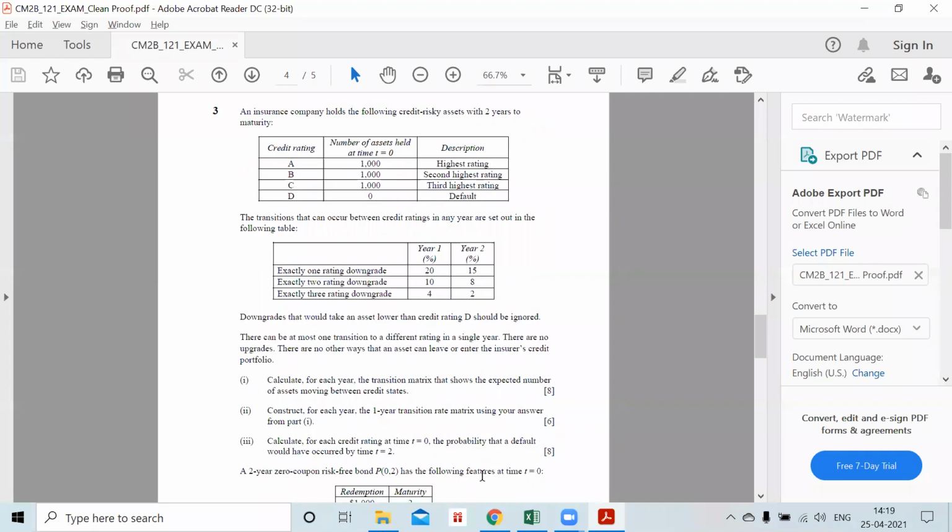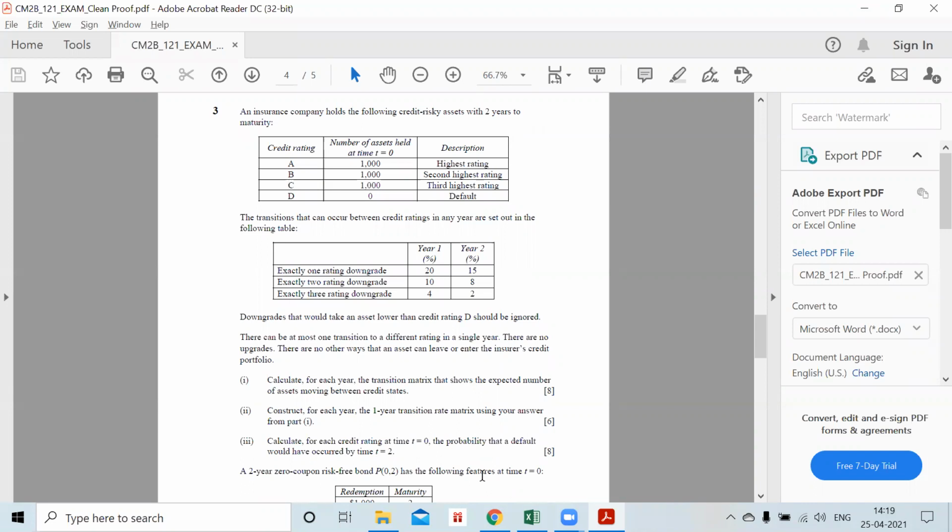Coming to question 3, an insurance company holds a credit risky asset with 2 years to maturity. Credit ratings A, B, C, D, with the number of assets held, and highest, second highest, third highest rating, and so on, and exactly 1 rating down, 2 ratings, and 3 ratings. There can be at most one transition to a different rating in a single year. There are no upgrades and no other ways that an asset can leave or enter the insurance company's credit portfolio.